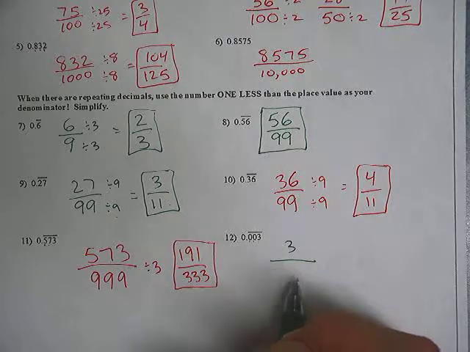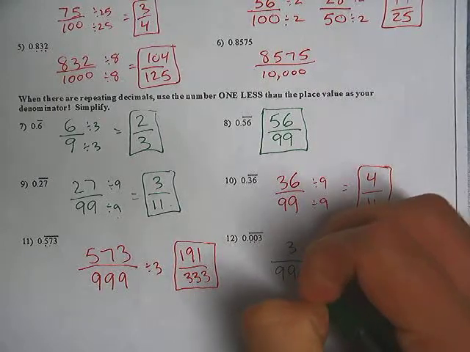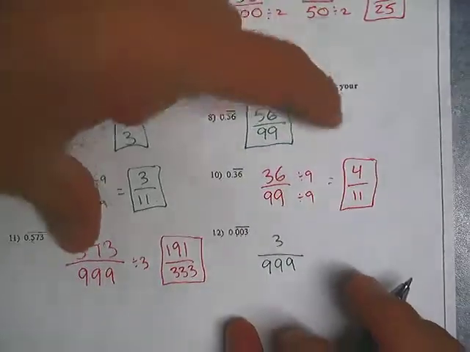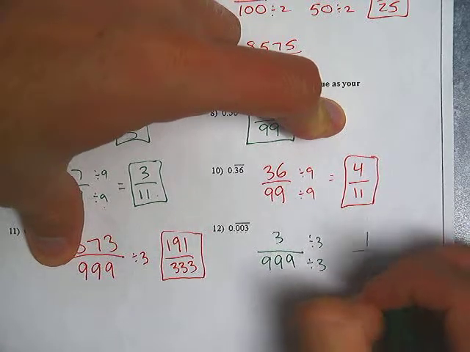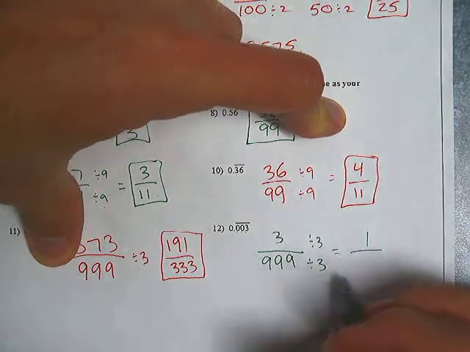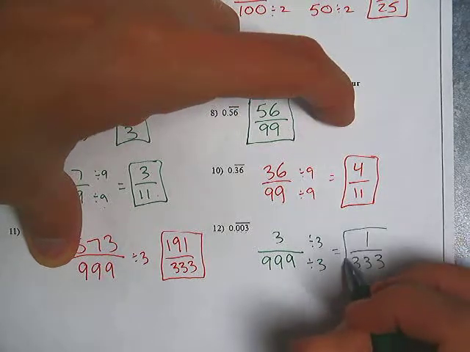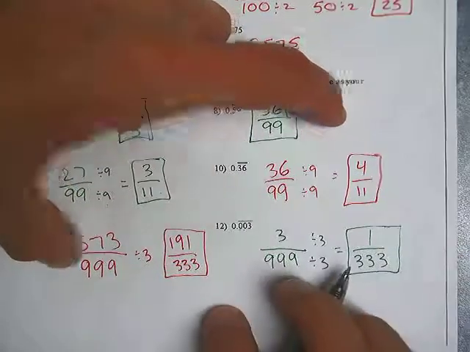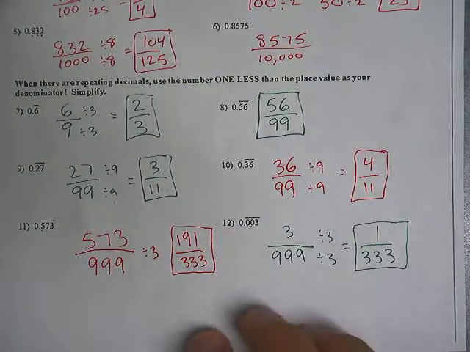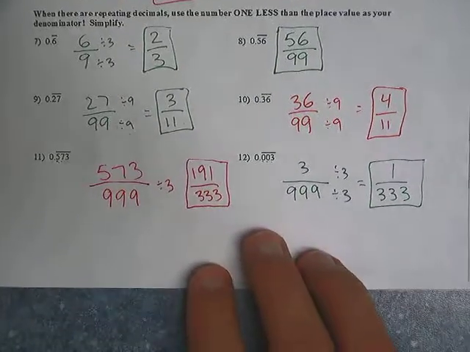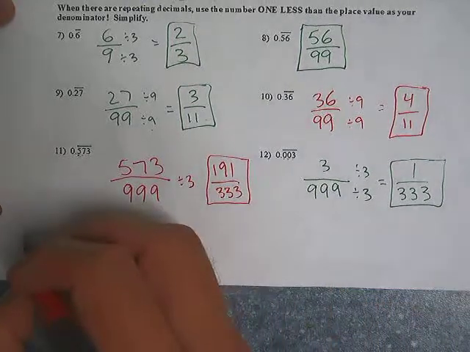Number 12, last one, 0.003 repeated. So I'm just going to put the 3 over one less than the place value. So tenths, hundredths, thousandths. If the line wasn't there, I'd put it over 1,000. Since the line's there, I go one less. 999. And that one, you can probably see, can be divided by 3. So I get a 1 on top. And 999 divided by 3 is 333.